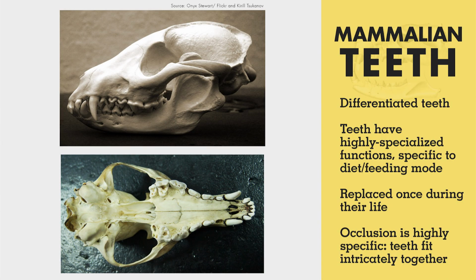The function of those differentiated teeth that mammals exhibit is that mammals can be highly specialized in their feeding mode. They can be very specialized in what they eat, what they choose to eat really, and the teeth are specific to that diet. So that is actually unique in the class Mammalia.